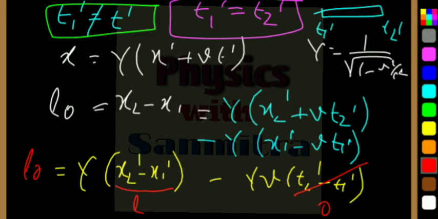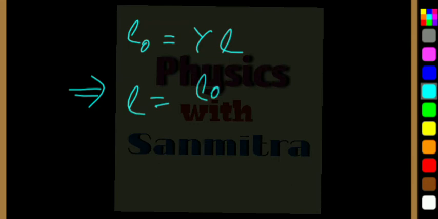So the final expression that I get here is L naught is equal to gamma into L, which implies that L is equal to L naught by gamma.